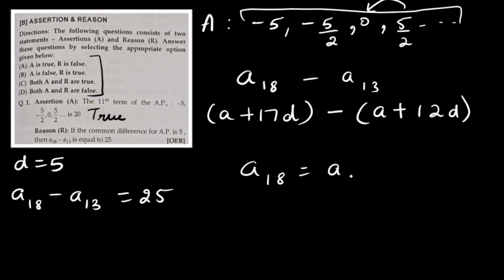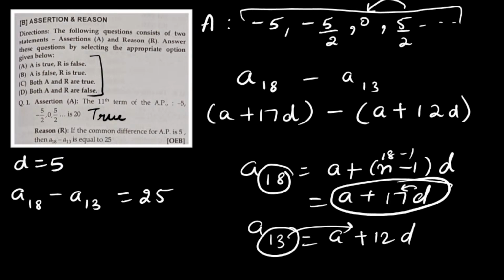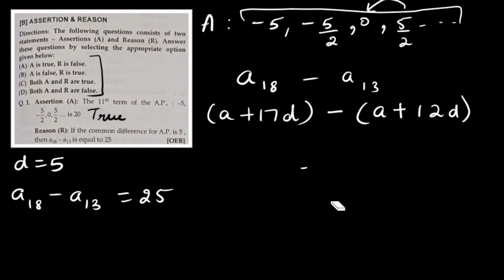I have used this formula only. It is A plus 18 minus 1, so that's how I got A plus 17D. I hope you have understood. Directly also you can use it: whichever term you are finding, with D you just have to multiply the previous number. So the same way, A13's value we found as A plus 12D, because 13's previous number is 12. So let's check this one now.